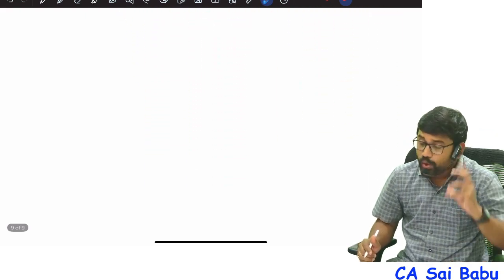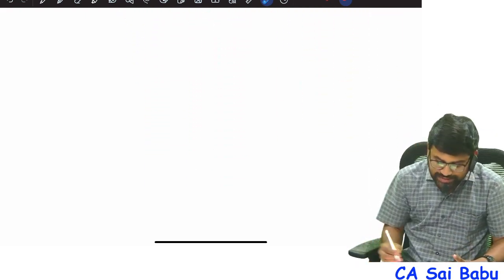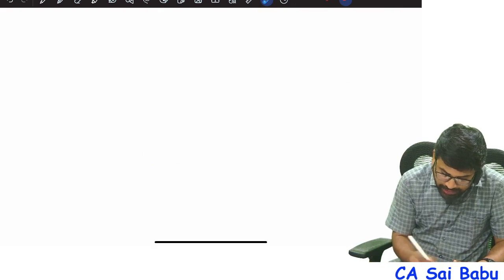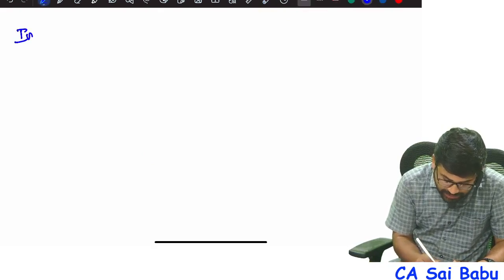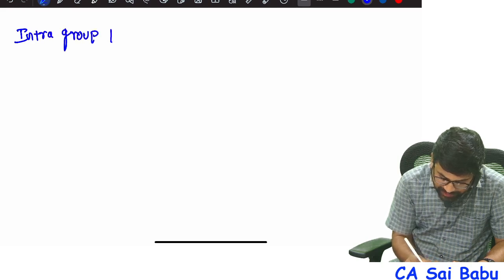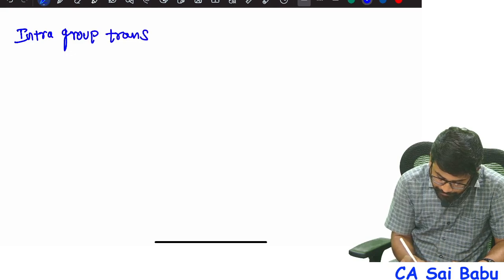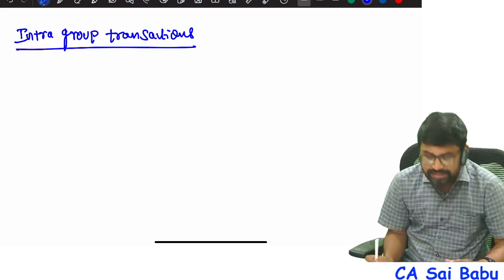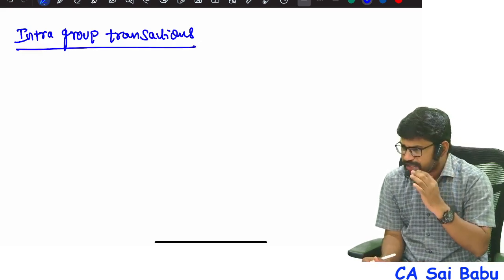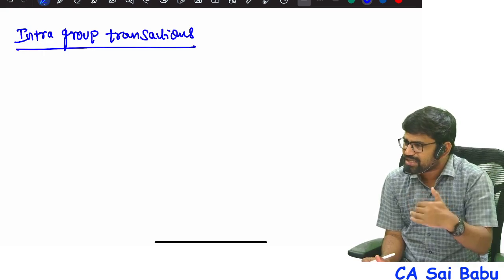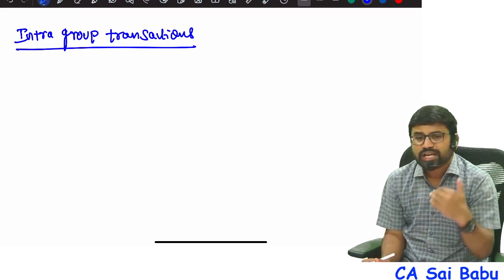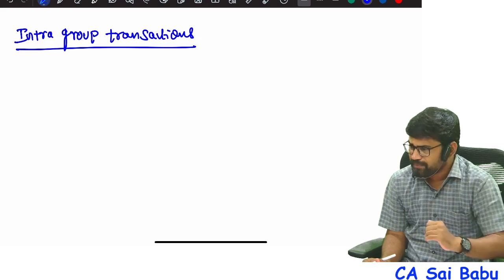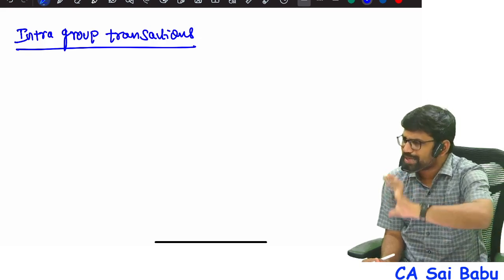And one more important adjustment. What is it? Intra-group transactions. See this. This is also very interesting. Listen to me. Between the parent and the subsidiary, any transactions might happen. Generally, purchase of goods and sale of goods may happen. Generally, those are called intra-group transactions.